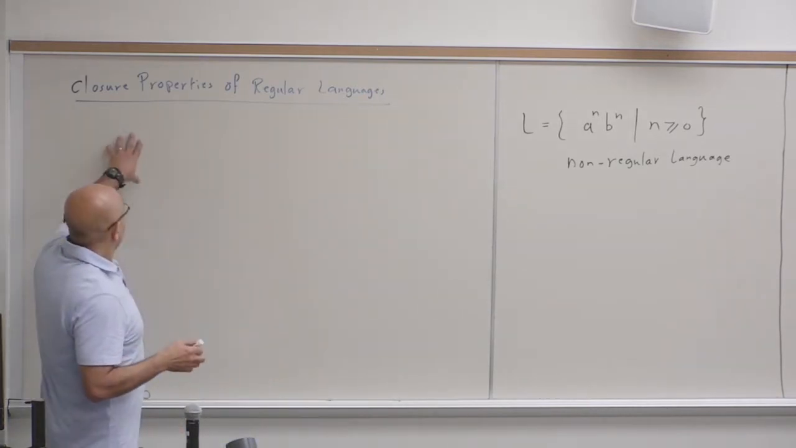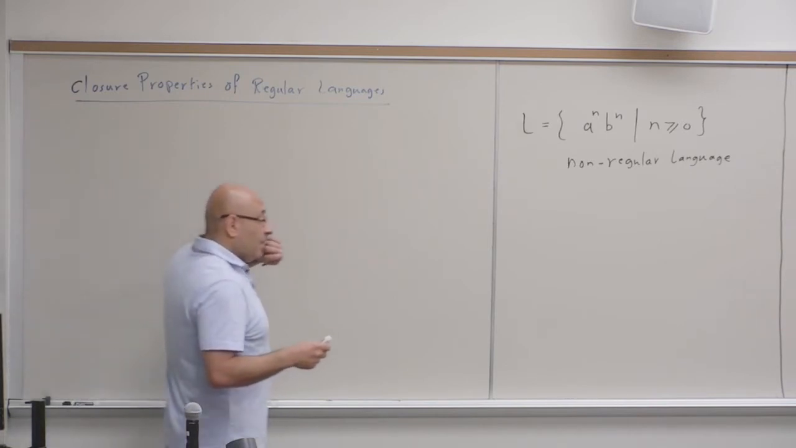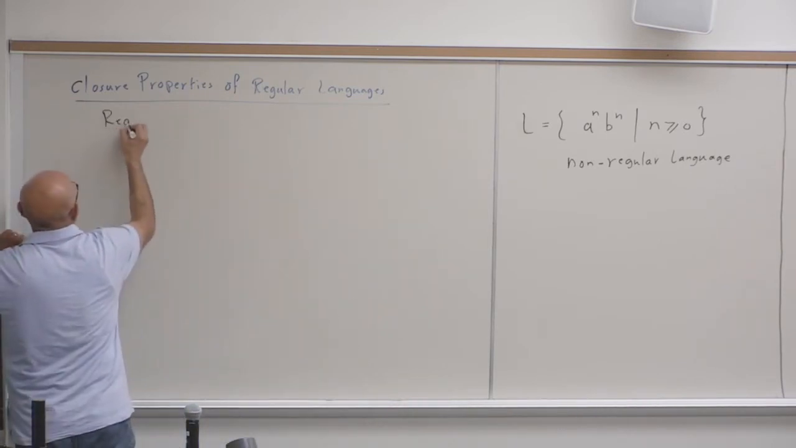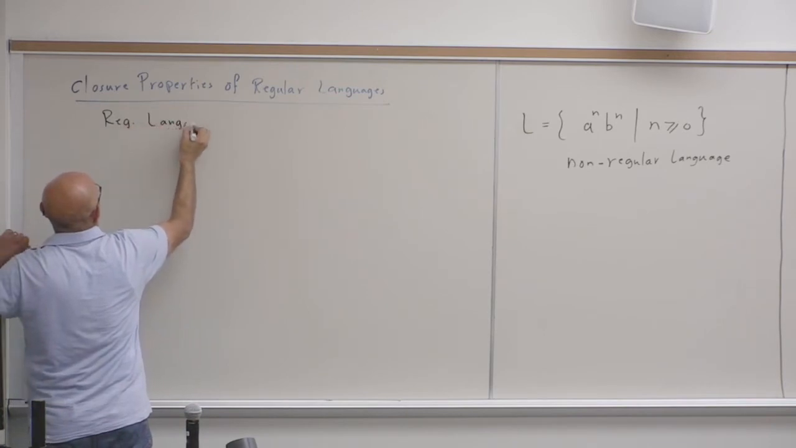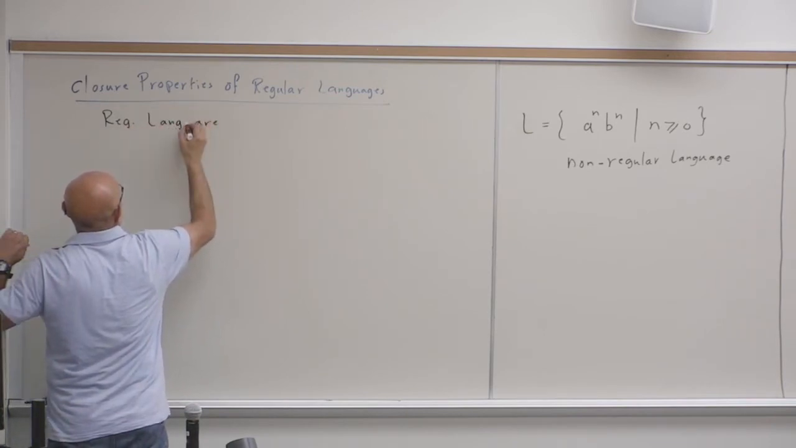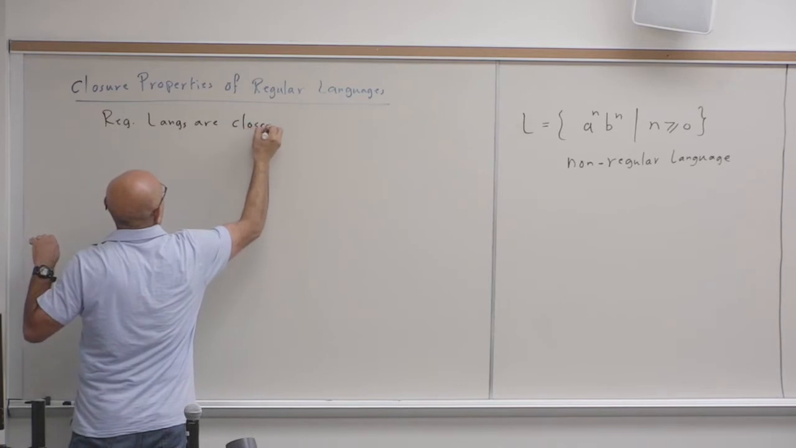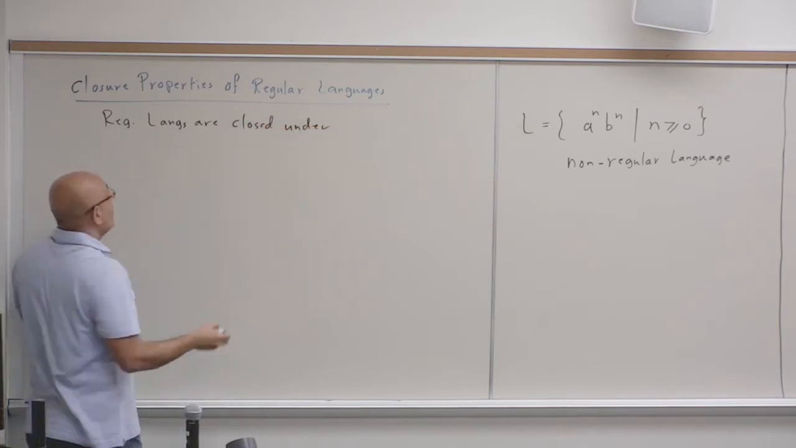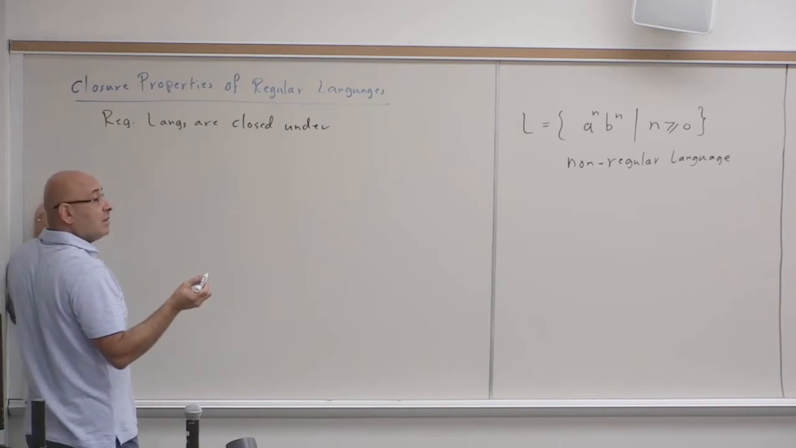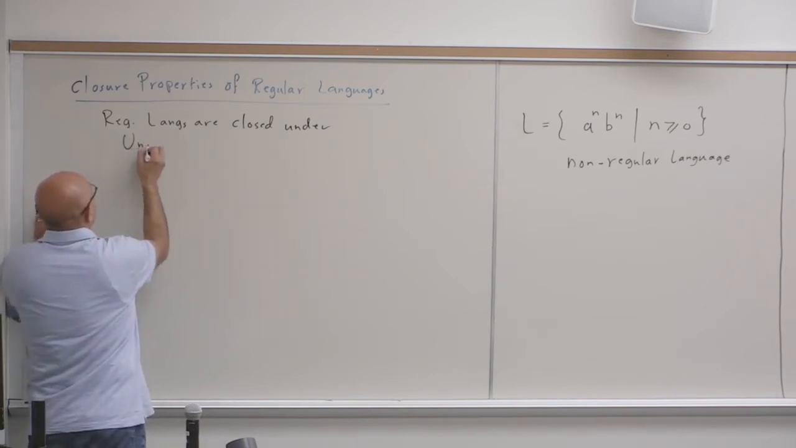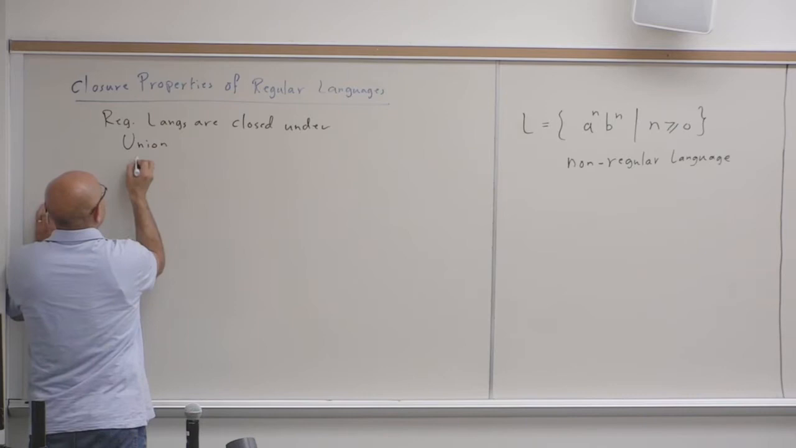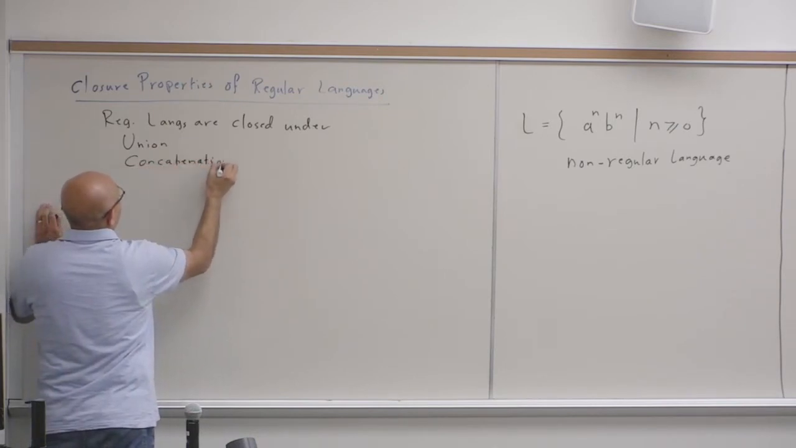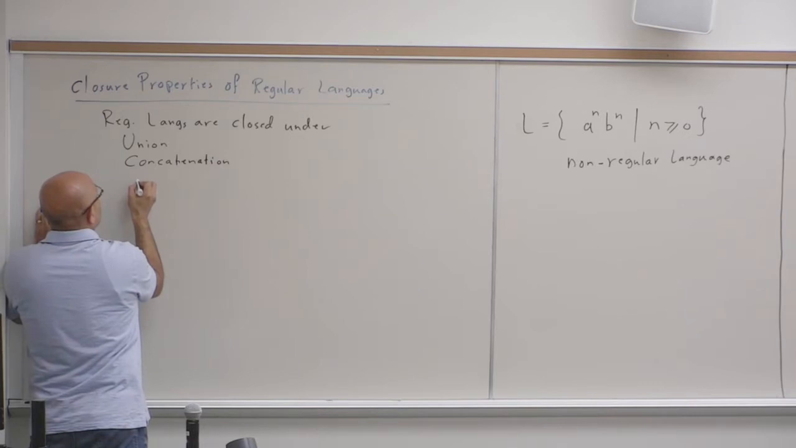Okay, so now closure properties. Regular languages are closed under what? Regular operations, which are union, concatenation, and star.